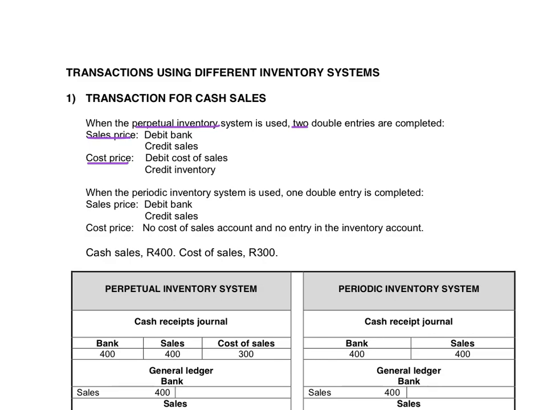When the periodic inventory system is used, one double entry is completed for the sales price: debit bank, credit sales. No entry is completed for the cost price because you don't use the cost of sales account and you don't use the inventory account during the financial year when you use the periodic inventory system.